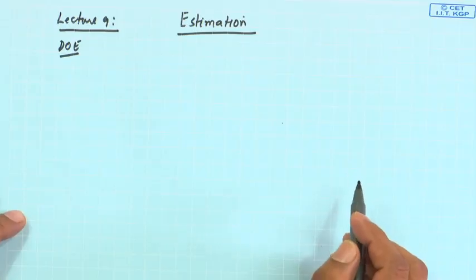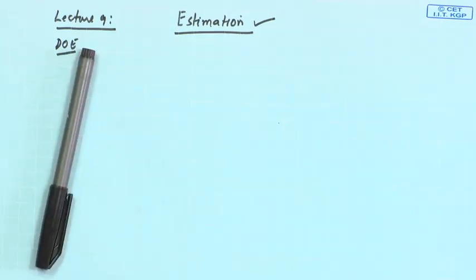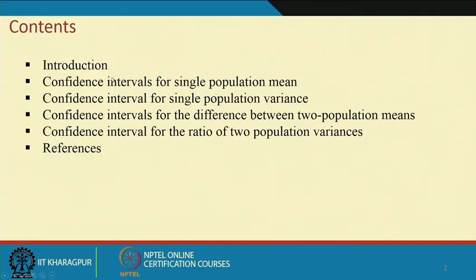Today's topic is estimation. The content of today's presentation will first introduce the estimation concepts, then we will find out the confidence interval for single population mean, confidence interval for single population variance, confidence interval for the difference between two population means, and confidence interval for the ratio of two population variances.